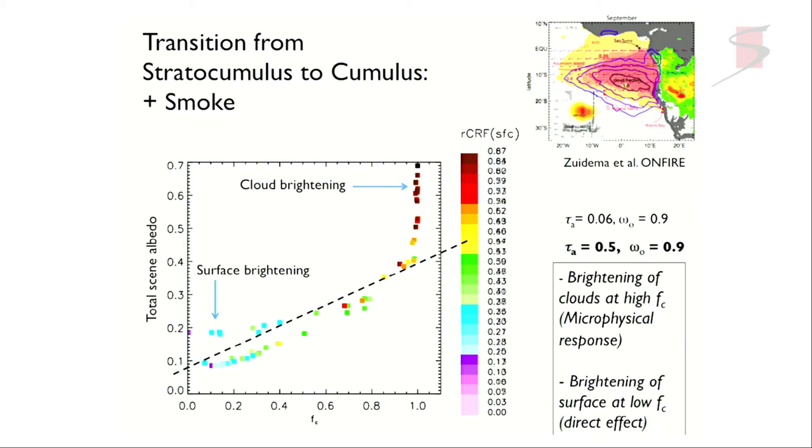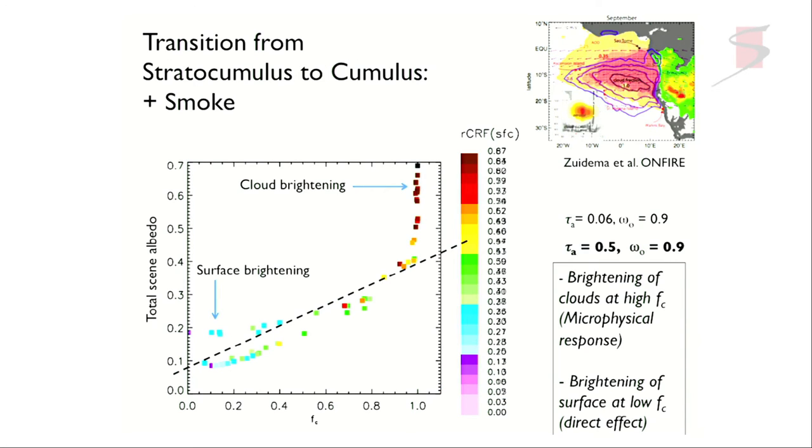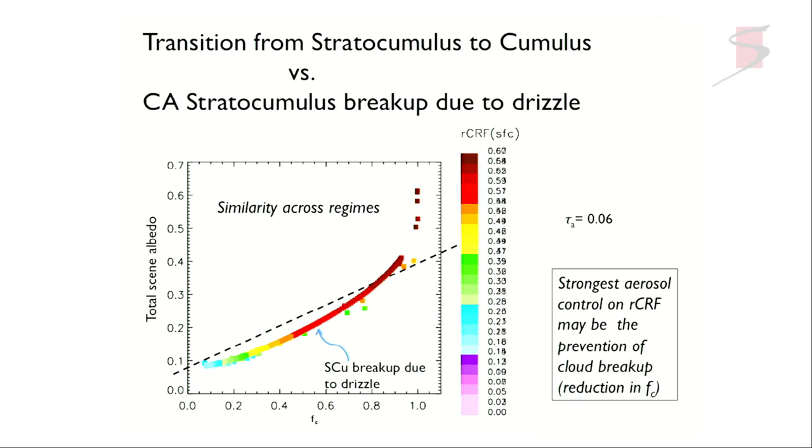Now we add smoke to the scene. The smoke is now in the boundary layer. It's not aloft, as in some of the examples that we're interested in from outflows from Africa. But now we have increased the aerosol optical depth to 0.5, the same low single scattering albedo. These particles absorb. They change the vertical structure of the atmosphere. And if we flip back, you can see the fact that we have now brightened the surface and brightened the cloud.